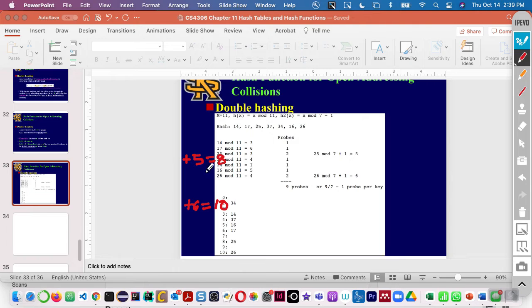The problem is with these two. The problem is with this one, that 3 is already found, right? So then use the second hash, then we got 5, then plus 5 equal to 8. Then this one will get 1. And this one, 4 is occupied over here, so 4 plus 6 equal to position 10. So then 10 is 26.